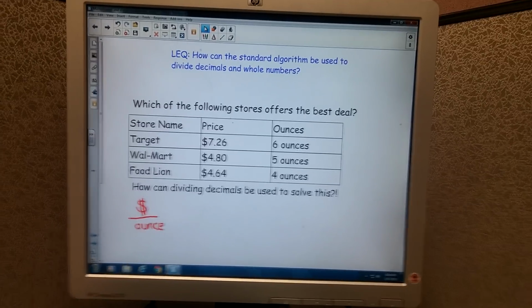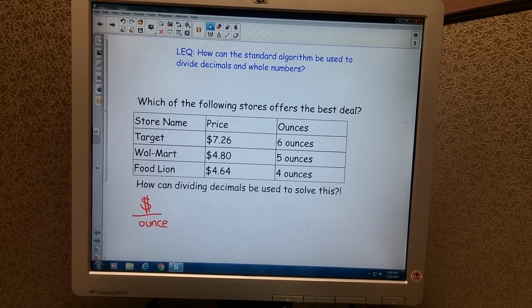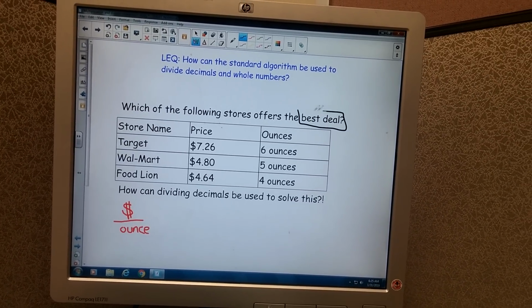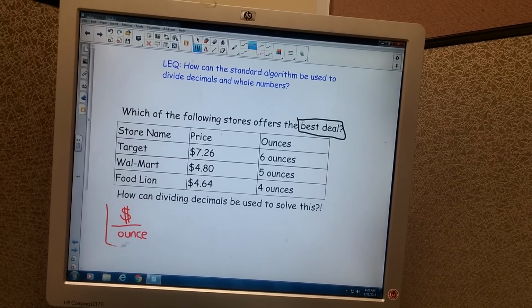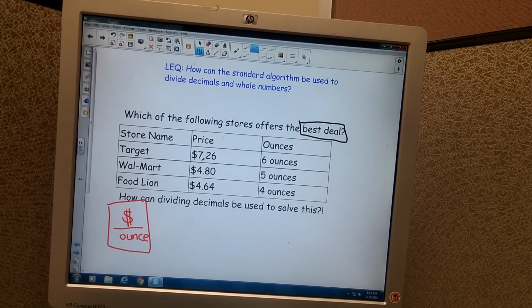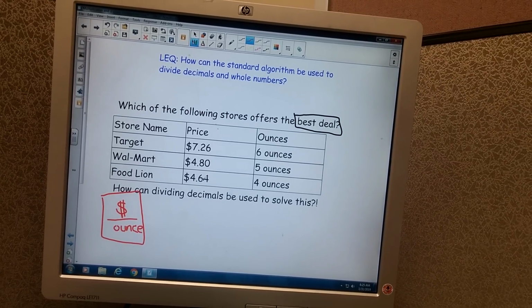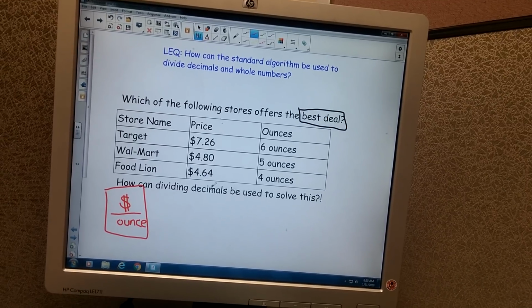And it has a list of 3 stores, Target, Walmart, and Food Lion, with the prices and the number of ounces that it's selling. First thing I'm thinking is when I see best deal, I know I'm looking for the cheapest amount per ounce. So really, I have to take each of these 3 and find out how much it costs per ounce. So I'll model Target, and then you'll do Walmart and Food Lion on your own.